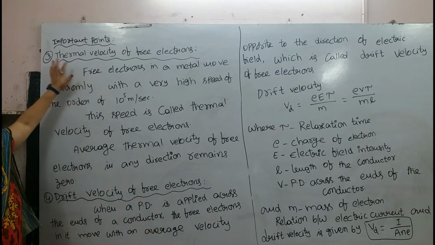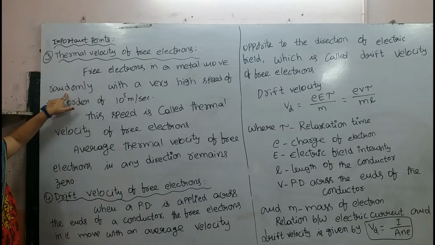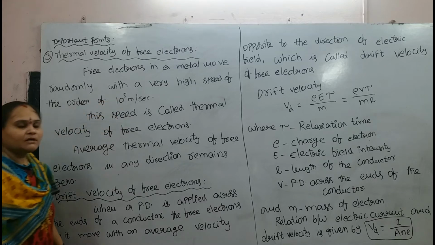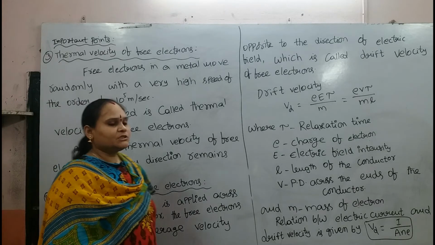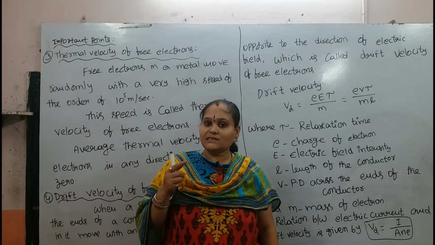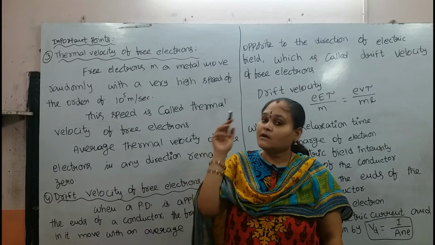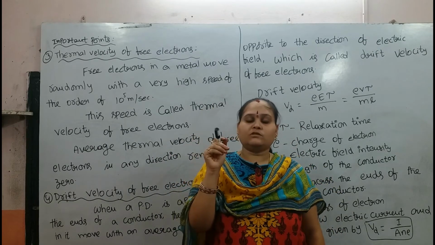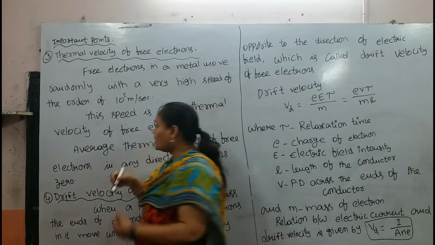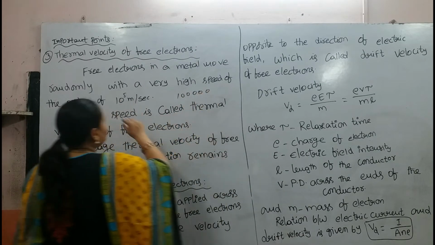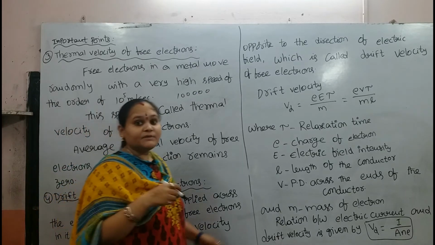So free electrons in a metal move randomly with a very high speed of the order of 10 to the power of 5 meters per second. In 1 second they can travel 10 to the power of 5 meters. 10 to the power of 5 meters means 1 followed by 5 zeros. That means 1 lakh meters distance. In 1 second it will travel 10 to the power of 5 meters.